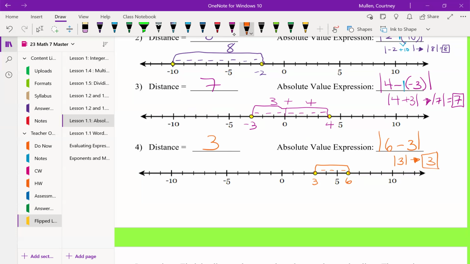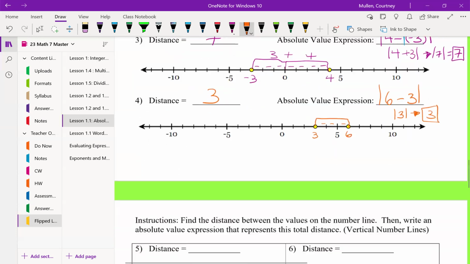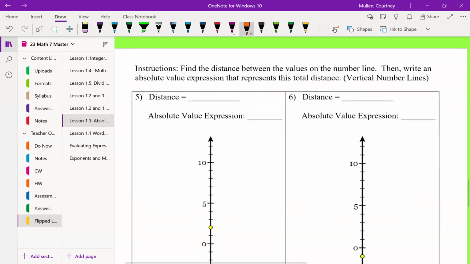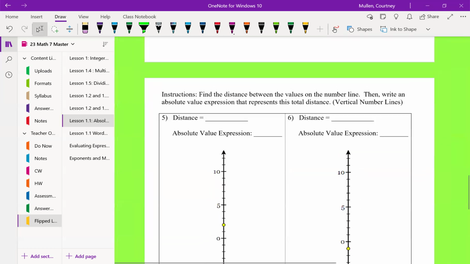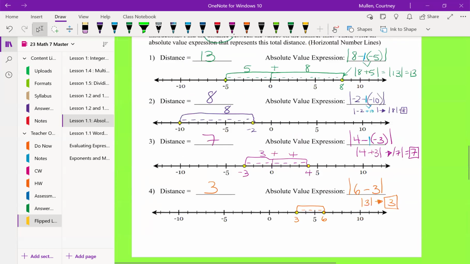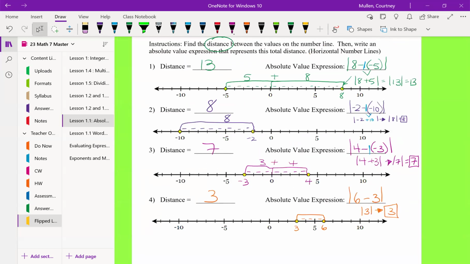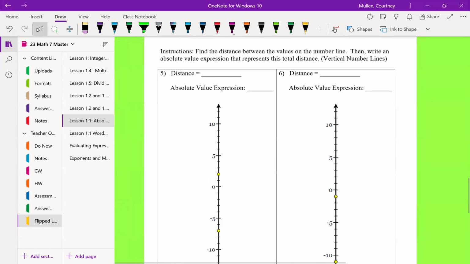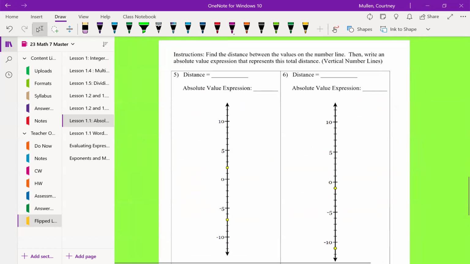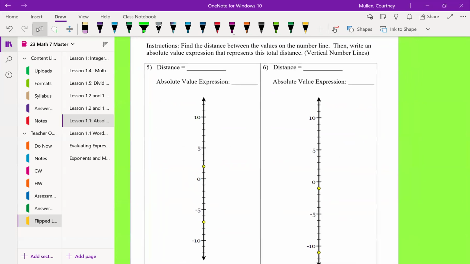Pretty good? Great. 2 more example problems. Go to the next page. Find the distance between the values on the number line. Then write an absolute value expression that represents this total distance. So the only difference between these examples and the ones you just did is that the first 4 were a horizontal number line running left to right, and these ones are going to be running vertically up and down. It doesn't matter. It's the same exact thing. So I'll do one and then you'll try the other.